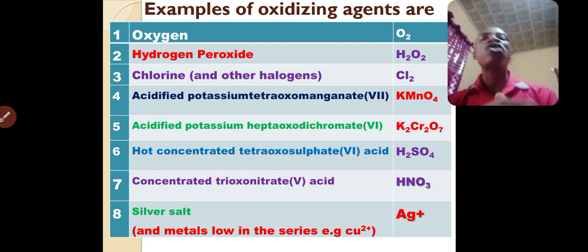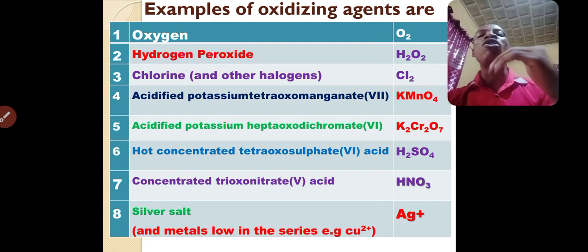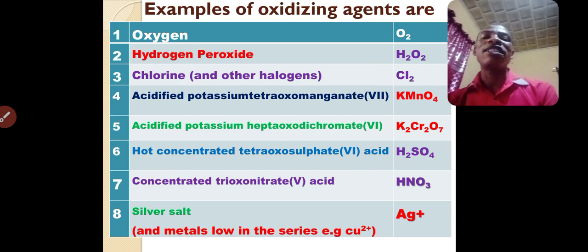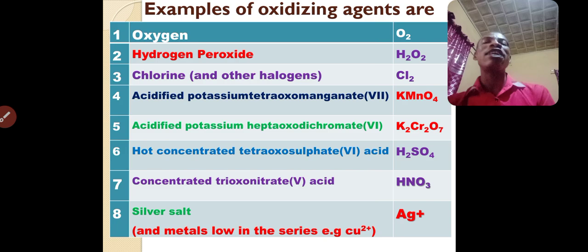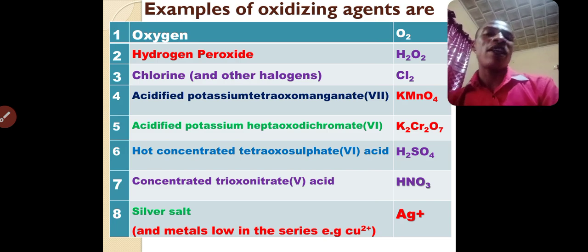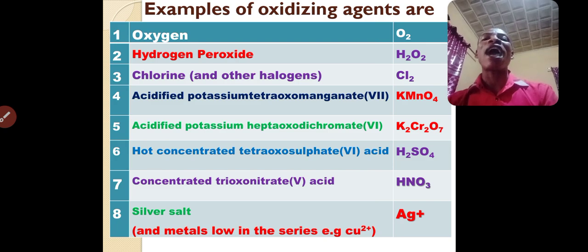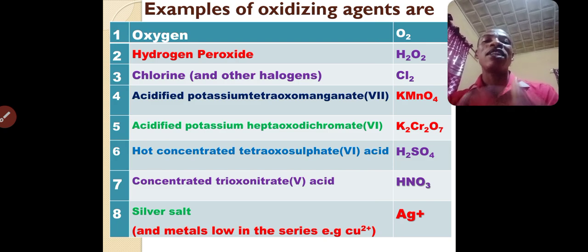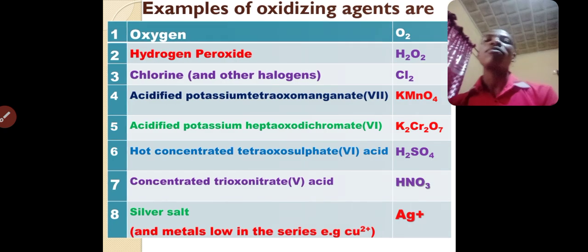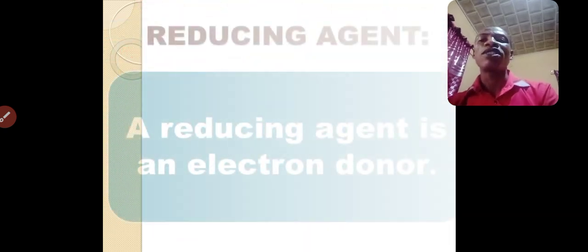The silver salts and metals that are low in the activity series are oxidizing agents. They have the ability of accepting electrons more readily than those higher up in the activity series. So they are oxidizing agents because they can be reduced easily. They have very high reduction potential. They can easily be reduced.